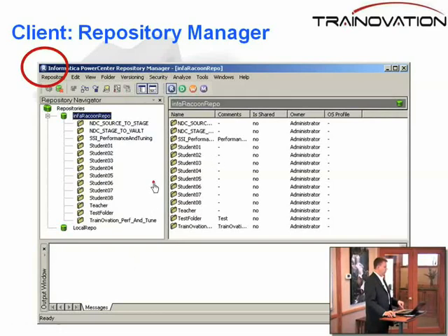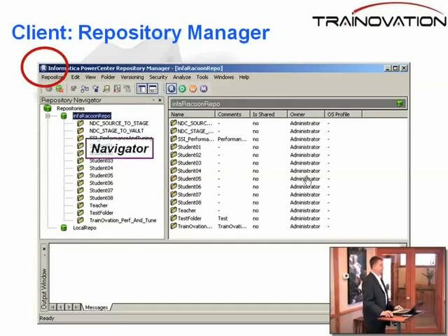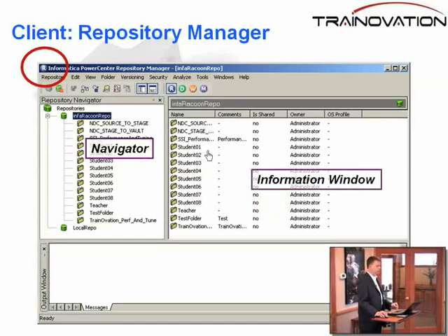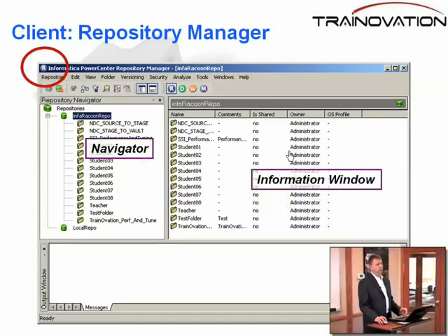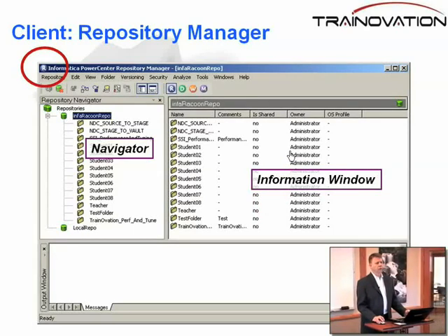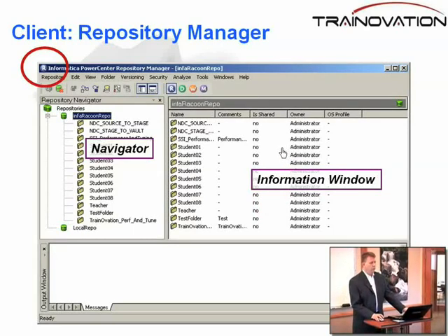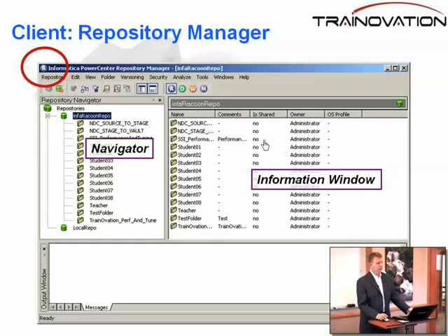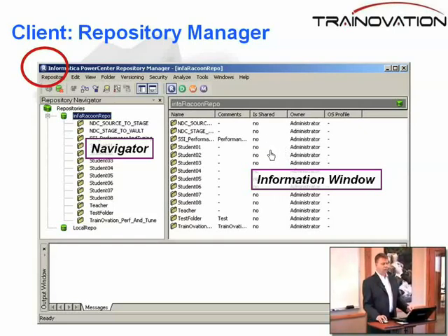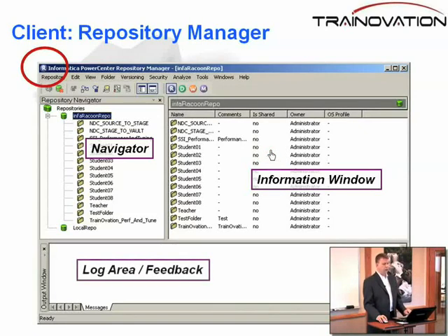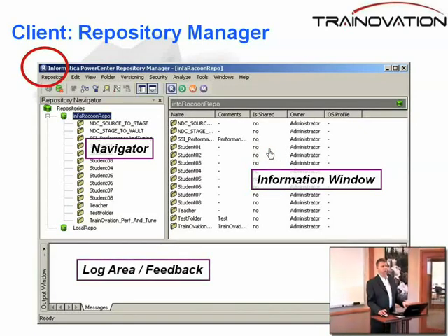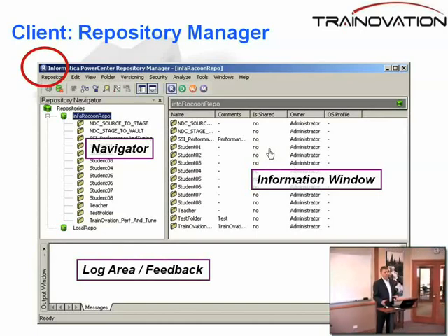And once again, we have three different portions to the interface. We have the navigator window, which shows us all of our folders, all of our mappings, all of our versions. We have the information window over on the right instead of a design window. In the repository manager, we don't really do design. What we check is the metadata, and we check the versions, we check the history, we look at all the different pieces of the metadata in the repository. And then, of course, we have the log area or feedback as we talk to the repository, as we save things, as we export or import things. This is where we want to be.